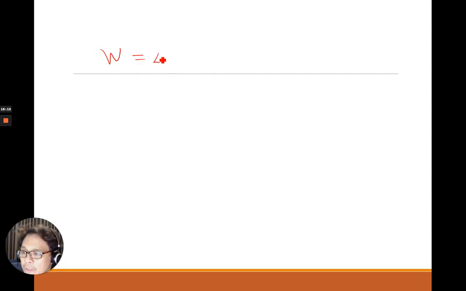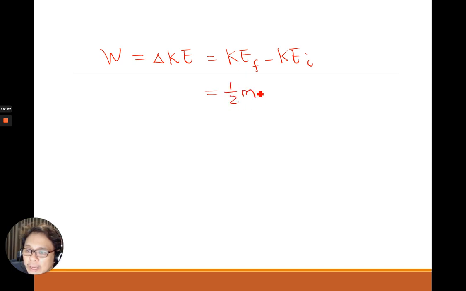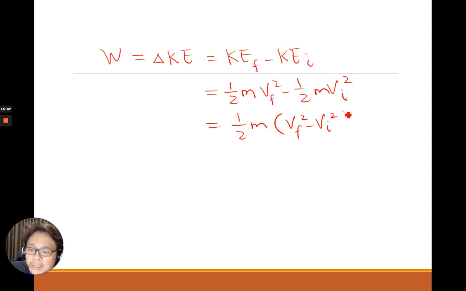Where is this used? Kinetic energy. When you say kinetic energy change, the delta symbol, it means KE final minus KE initial. So when you expand this, you have 1/2 m v final squared minus 1/2 m v initial squared. Now, the mass, final and initial, is the same, so you can factor it out: 1/2 m, and then this becomes v sub f squared minus v sub i squared.